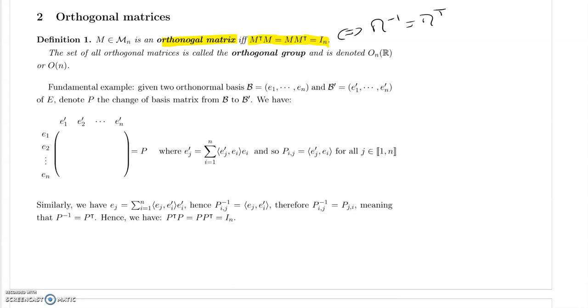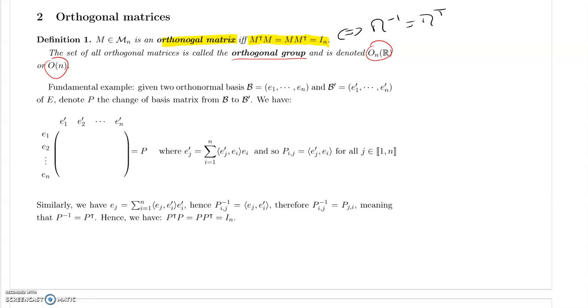Next comes just a piece of vocabulary. We're going to call the orthogonal group, using the notation O_N of R or O(N), the set of all orthogonal matrices. Okay?